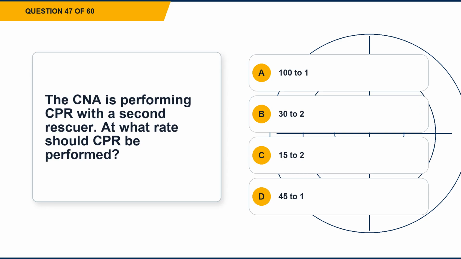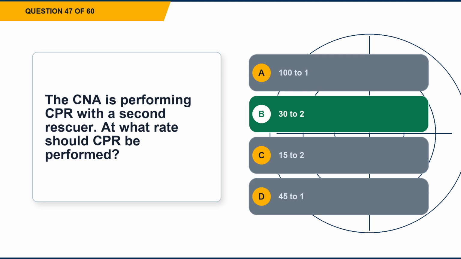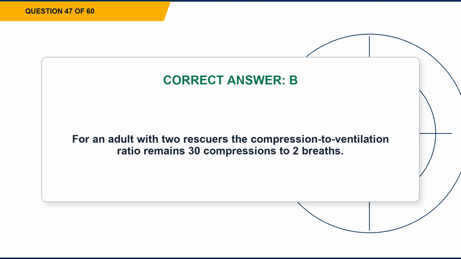Question 47. The CNA is performing CPR with a second rescuer. At what rate should CPR be performed? Option A, 100 to 1. Option B, 30 to 2. Option C, 15 to 2. Option D, 45 to 1. The correct answer is option B, 30 to 2. Explanation: for an adult with 2 rescuers, the compression to ventilation ratio remains 30 compressions to 2 breaths.